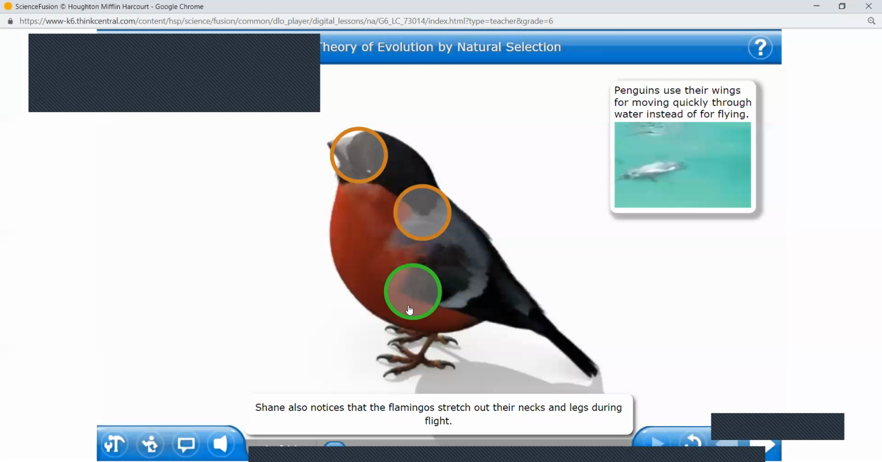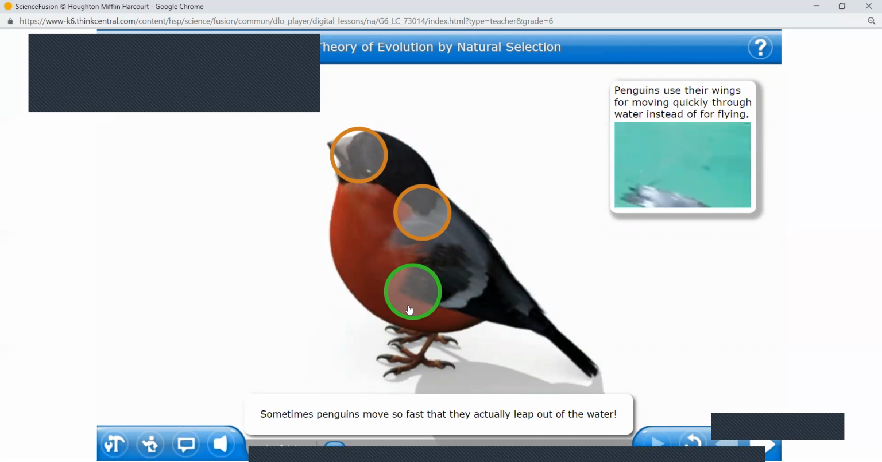The wings on these penguins are not used for flight. Instead, the penguins use them to skillfully maneuver in water. Sometimes penguins move so fast that they actually leap out of the water.